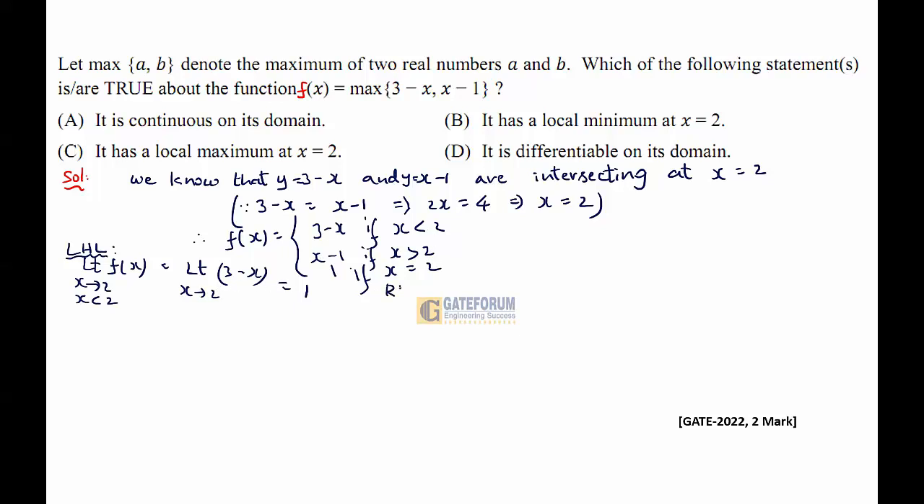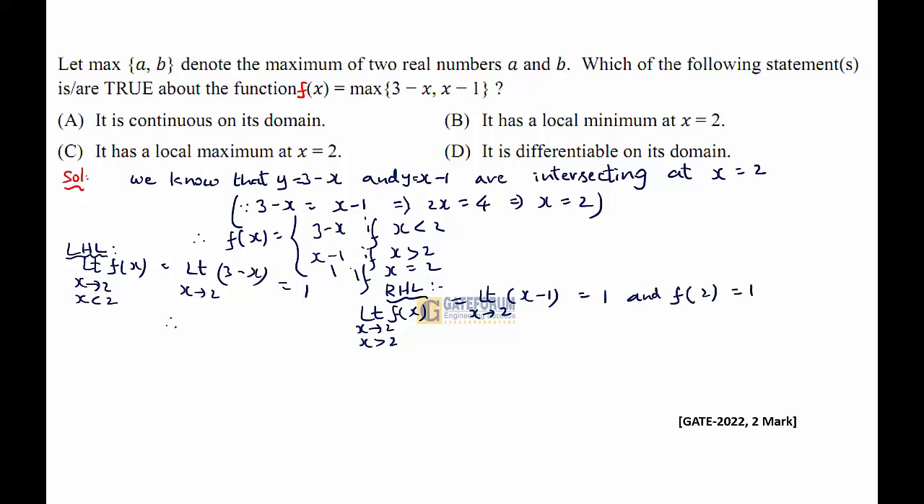Next, RHL, the right hand limit at x is equal to 2. Limit x tends to 2, this is the notation, x greater than 2, f of x. That means limit x tends to 2, when x is greater than 2, what is f of x? x minus 1. So by direct substitution, 2 minus 1 is equal to 1. And the function value at x is equal to 2, that is f of 2, is also 1.